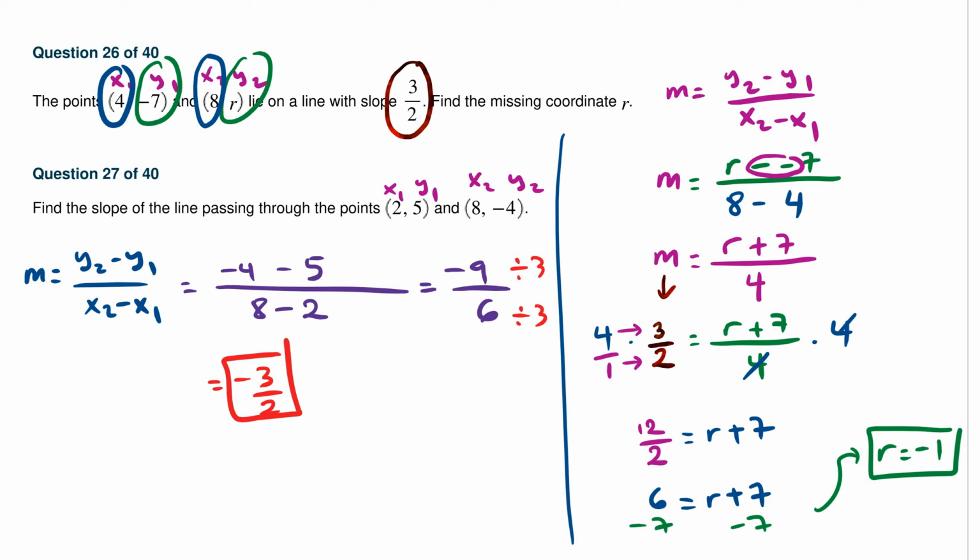Negative 3 over 2. Make sure you see the difference between 26 and 27. In 26, they give you 2 points with 1 hidden coordinate and the slope, so you have to find the hidden coordinate. Number 27 is more straightforward. They give you 2 points and ask you to find the slope. And that's it.